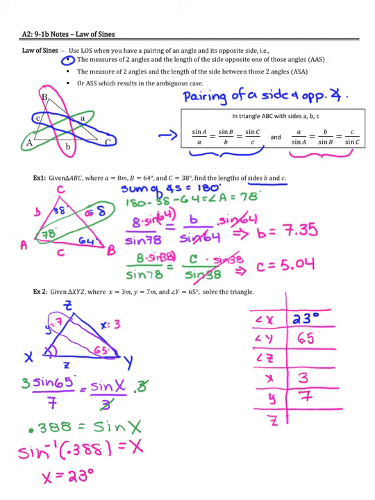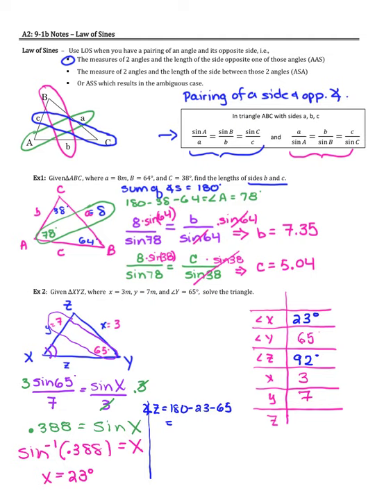To find angle z, I'm not going to do any trig because we know that all the angles have to add up to 180. So to find angle z, I'm going to do 180 minus 23 minus 65. So 180 minus 23 minus 65 gives you 92. Well, it's very close to a right triangle, but not exactly.